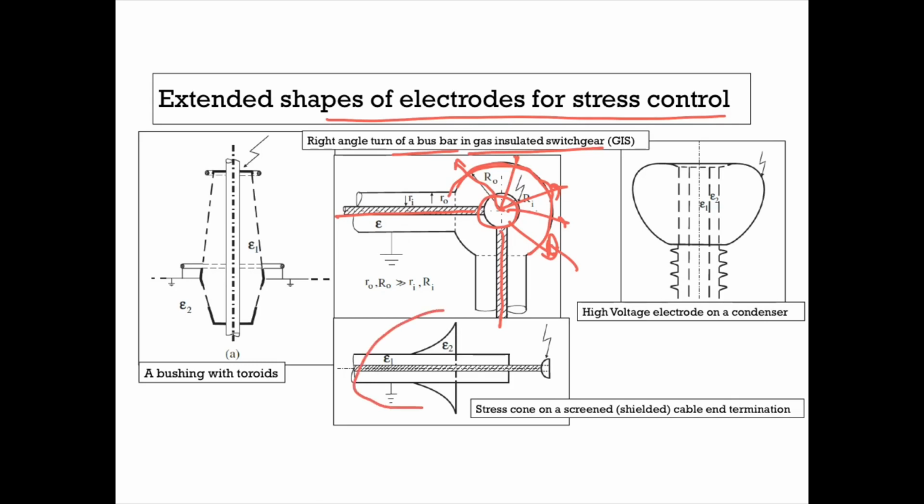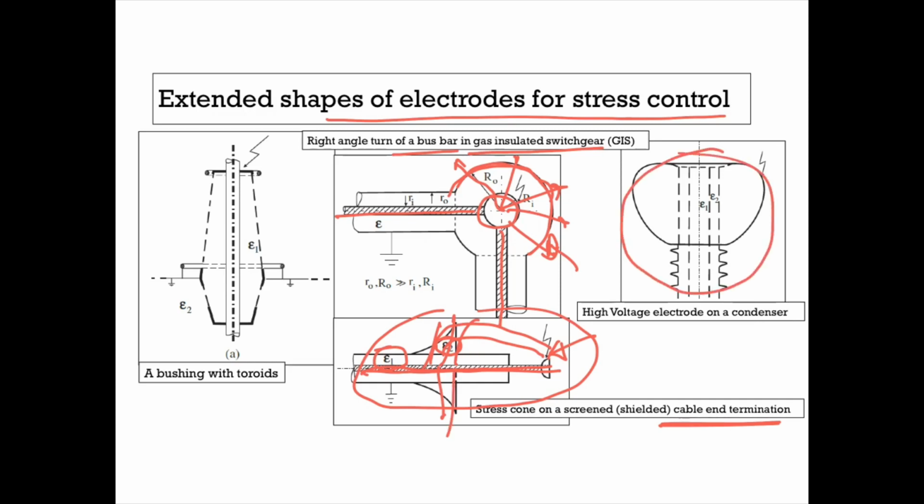Similarly, this is a stress cone on a cable end termination, where you can notice there is a cable end, and a conducting material inside the cable, and two dielectric materials around this cable. You can notice that this is a cone shaped structure added near a termination in order to avoid any crowding of electric lines of force near the terminations, so that the electric lines of force can be spread.